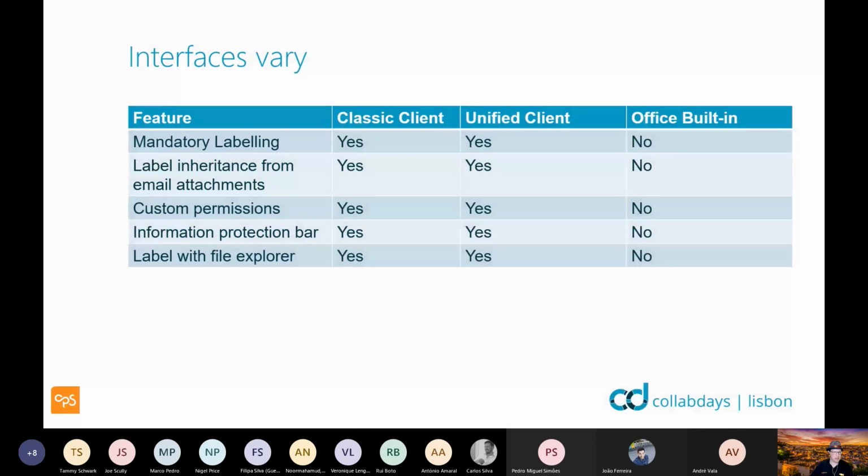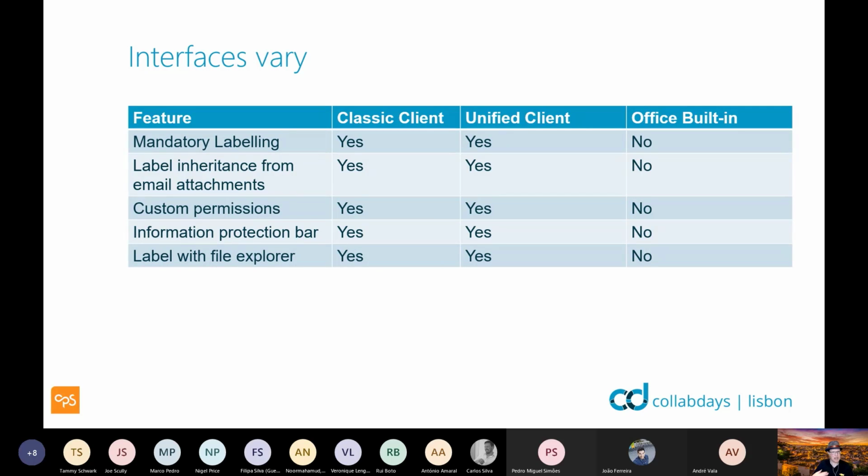And I alluded to this earlier. There are multiple interfaces. So the classic client and the unified client are both additional installations that hook into Word and the rest of the Office suite. They have to be installed onto the machines where those applications are working. And then we've got the Office built in, which is what I was showing you. So what you can see here is some of the things that you can't do with just the built-in Office.